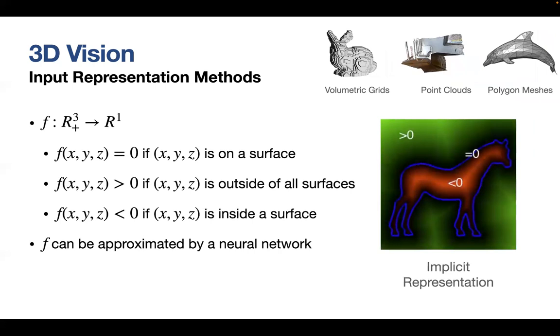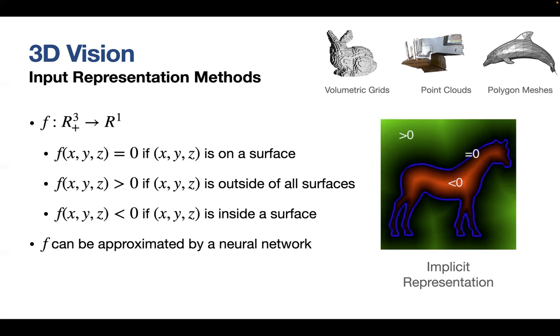So the implicit representation can be thought of as a function that maps each of the coordinates into a scalar value, and then the scalar value simply shows the distance of this point to the nearest surface. So if this scalar value is 0, we know that this point is on a surface. If it's greater than 0, we know that this is outside of all surfaces. And if it's less than 0, we know that this is inside of a surface. So this is inside of an object that is not observable to our measurements. And this f can be approximated by a neural network.